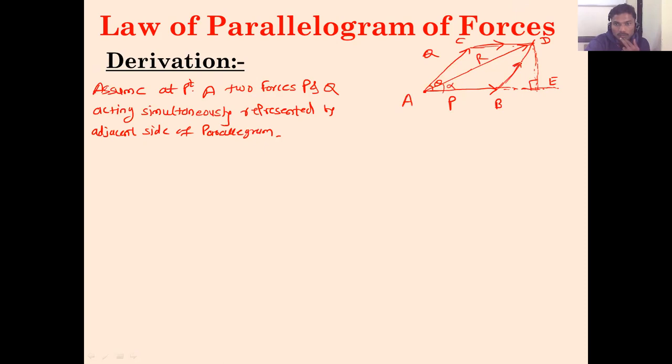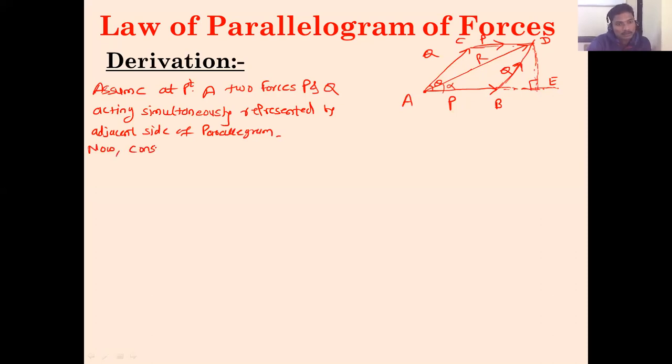What should it be? Q, it should be Q. And if AB is force P, then CD should again be P. Very simple, because opposite sides are parallel and equal, we can say.